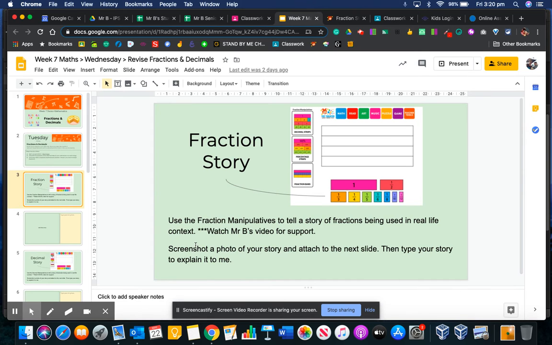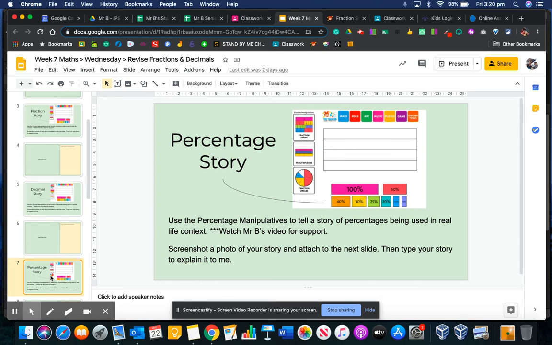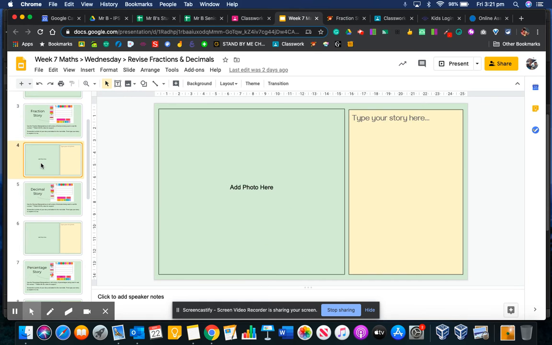What I want you to do is to use these manipulatives. There are fraction ones, there are decimal ones, there are percentage ones, and I want you to tell me a story of percentages being used in real life context. Okay. And I want you to take a screenshot of that and then add it to the next slide. So for fractions, I'm going to add a photo of it here, and I'm going to type my story here.